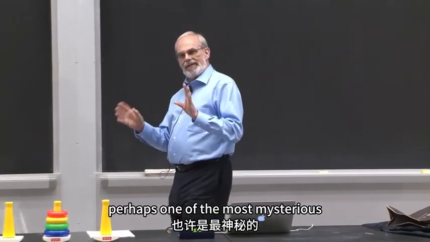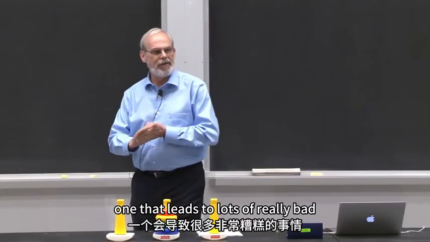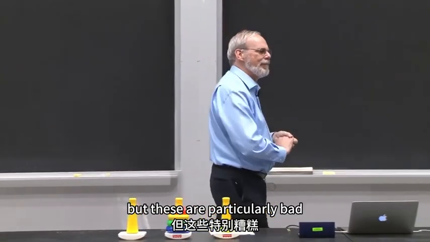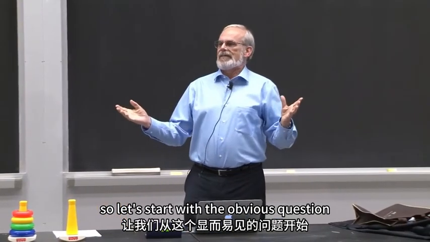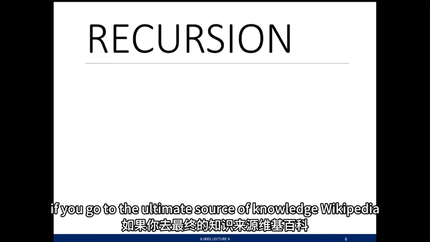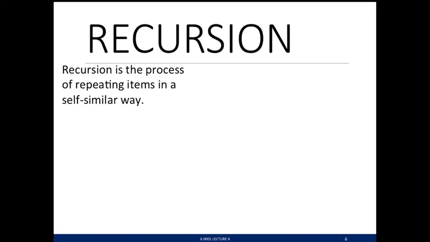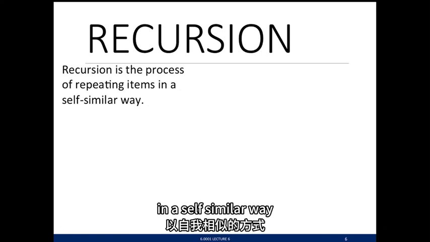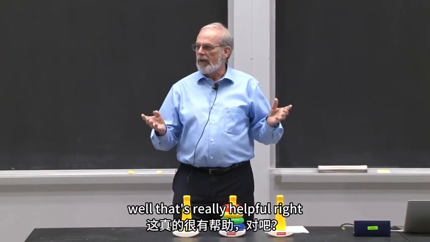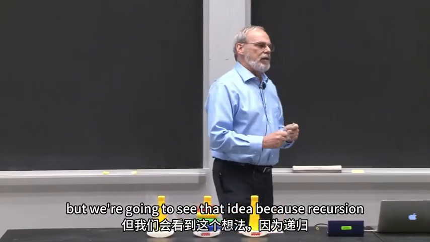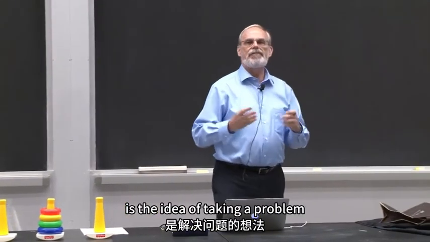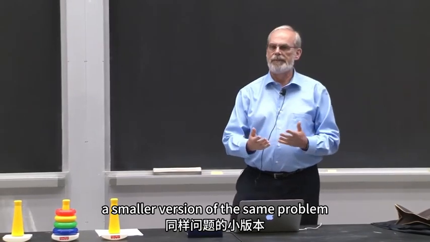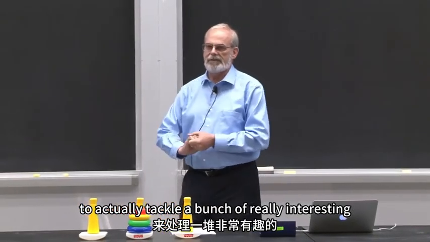Perhaps one of the most mysterious, at least according to programmers, concepts in computer science, one that leads to lots of really bad computer science jokes. Actually, all computer science jokes are bad, but these are particularly bad. So let's start with the obvious question. What is recursion? If you go to the ultimate source of knowledge, Wikipedia, you get something that says, in essence, recursion is the process of repeating items in a self-similar way. Well, boy, that's really helpful, right? But we're going to see that idea because recursion, as we're going to see in a second, is the idea of taking a problem and reducing it to a smaller version of the same problem and using that idea to actually tackle a bunch of really interesting problems.